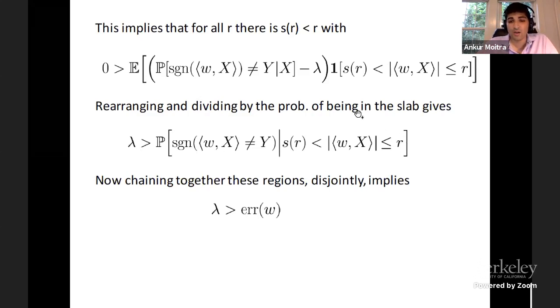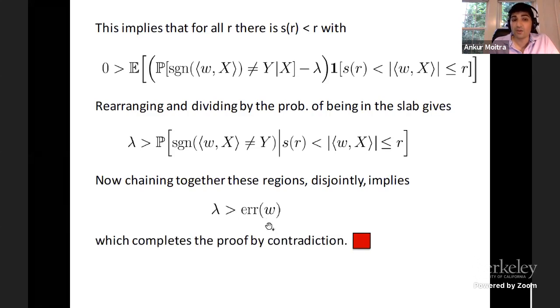And we can chain together a bunch of these regions. We start with R, we find another S of R, and that finds us some slab where we're doing pretty well. And that gives us a new R, so we find a new S of R, and that gives us another slab where we're doing pretty well. And if we chain together all of these regions disjointly, then we get an upper bound on our error, so we really have found a good W that achieves good 0-1 loss. And that completes the proof by contradiction. That's it.